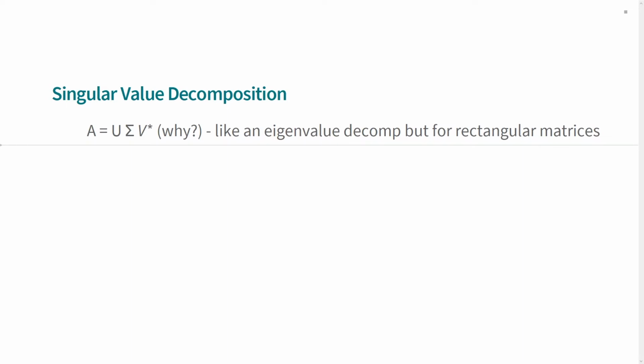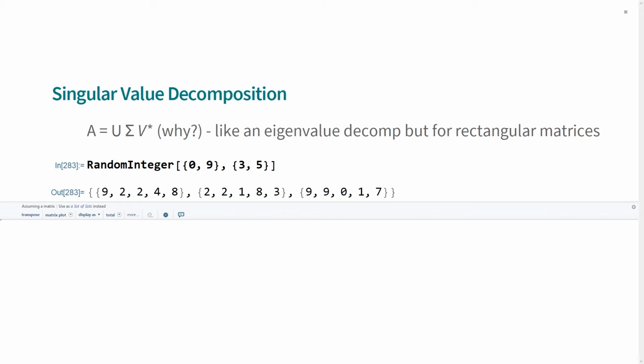So how do we compute a singular value decomposition? Well, first, let's cook up a matrix. We can do a random matrix. Let's pick integers from 0 to 9. Let's make the matrix 3 by 5. Okay.